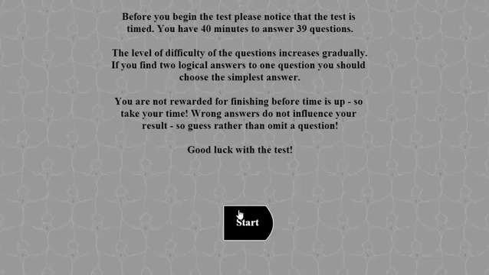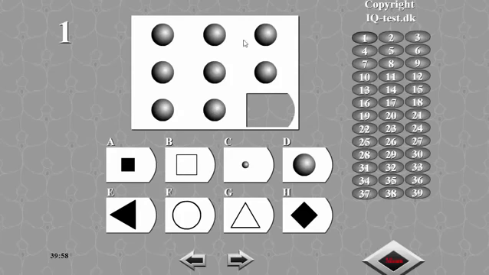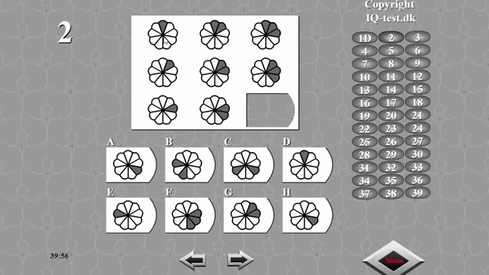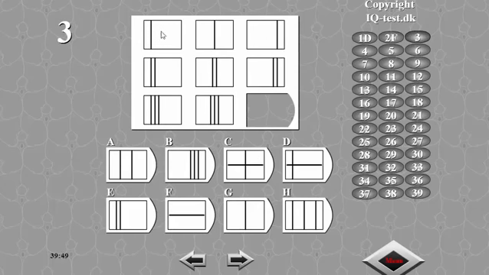Alrighty, here we go. The first one is pretty easy. The second one, 1, 2, 3. 1, 2, 3. Left, middle, right, left, middle, right, left, middle, right. So we need 3 to the right.